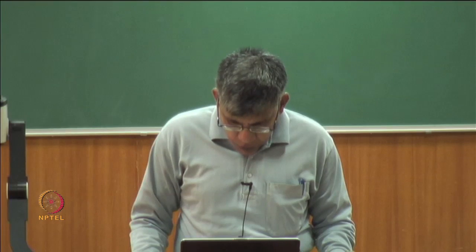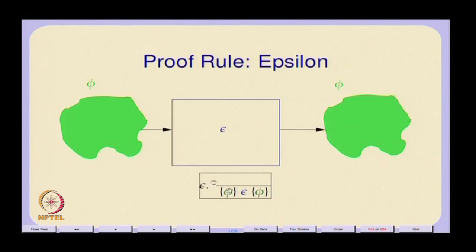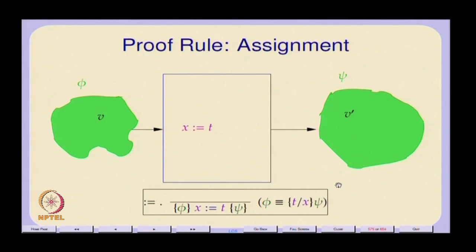Right. So, we were looking at proof rules. Here is the first proof rule for epsilon. Epsilon is basically the identity function. As a predicate transformer, it leaves the input predicate unchanged as output. That is why you have phi epsilon phi, and I am only giving partial correctness proof rules here initially.